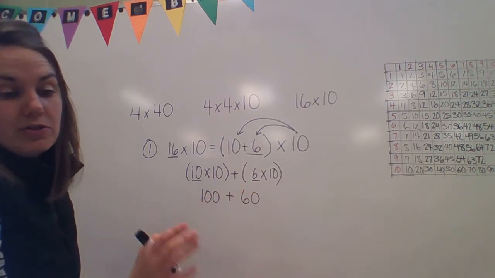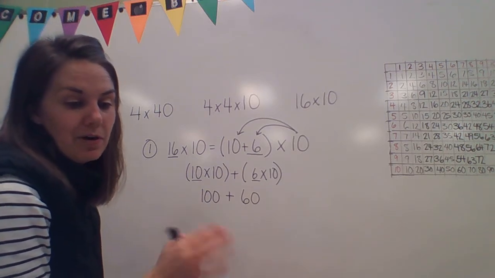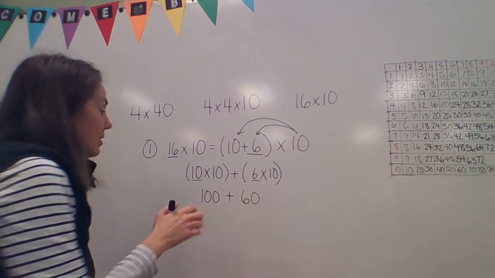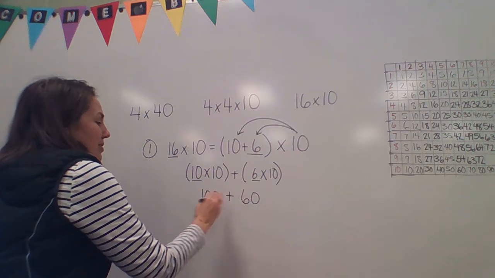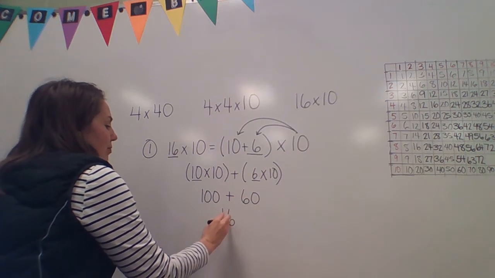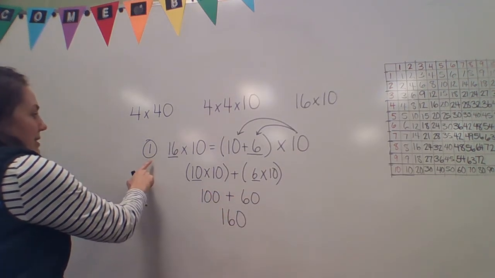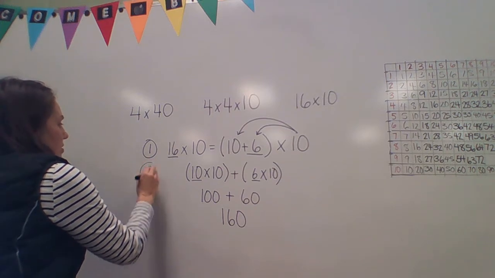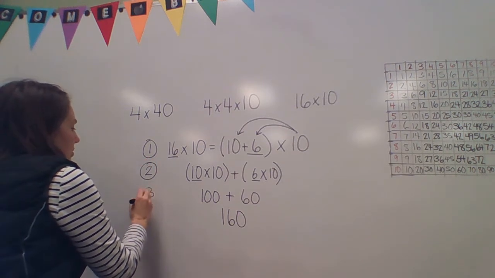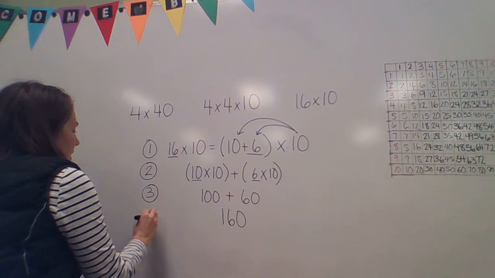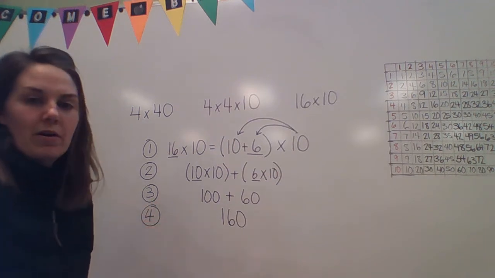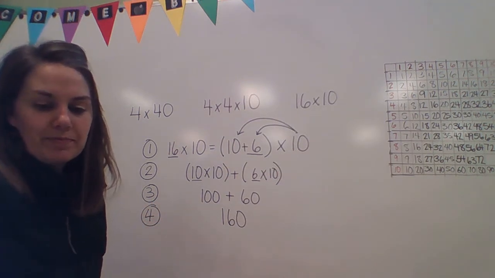When I add those two together, number 4 says add the products and write the sum in the blank. 100 plus 60 would get me a total of 160. So we basically did 1, 2, 3, and 4, all in one fell swoop.